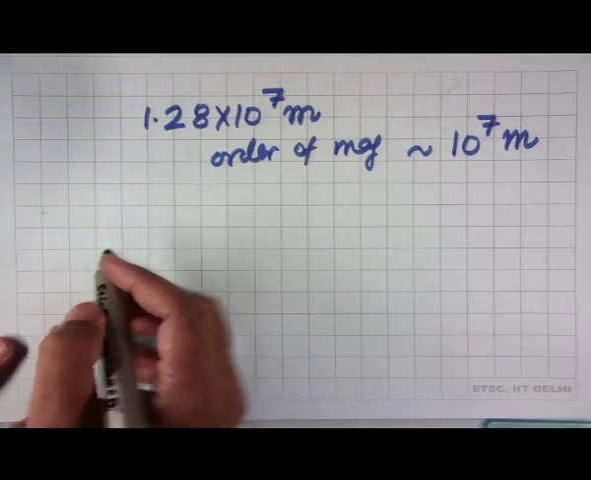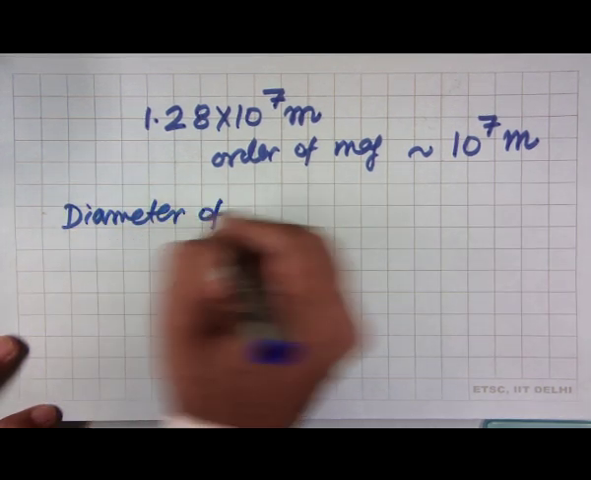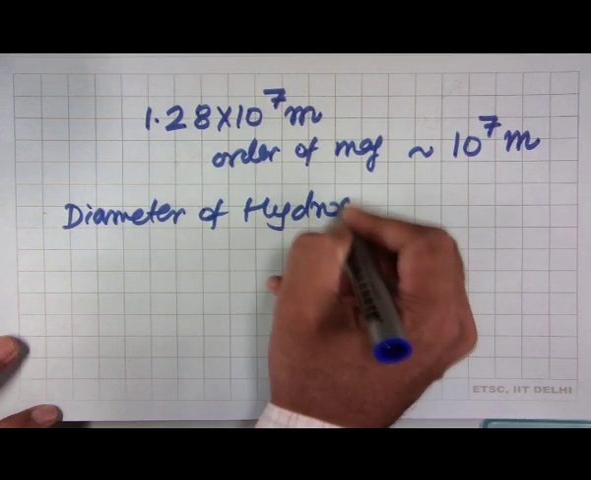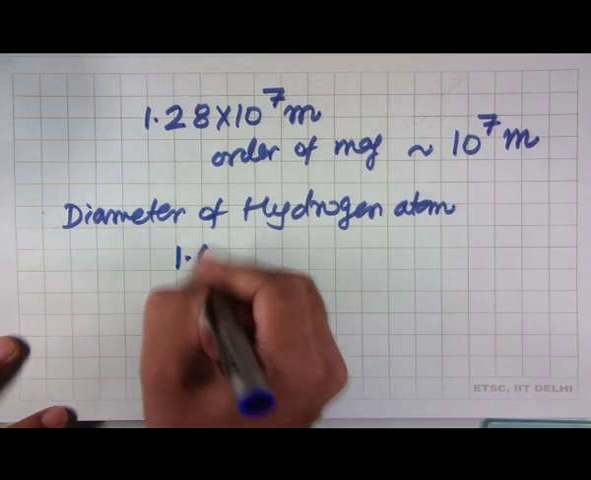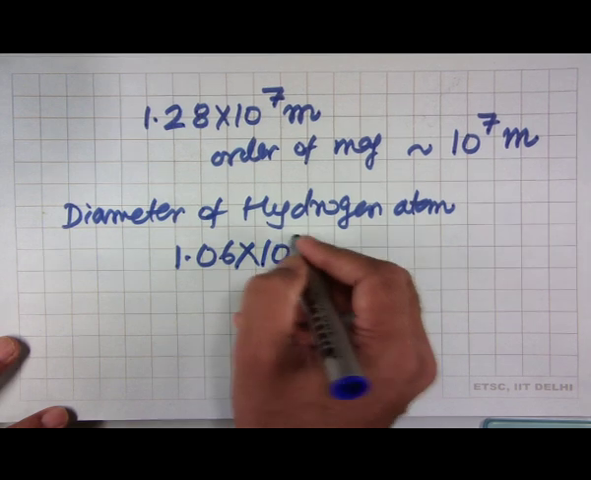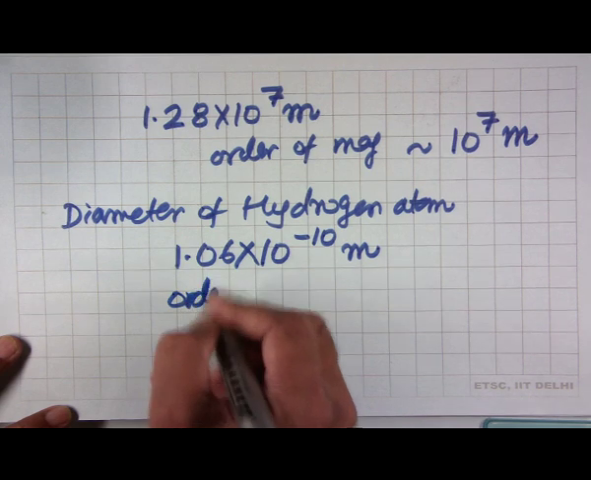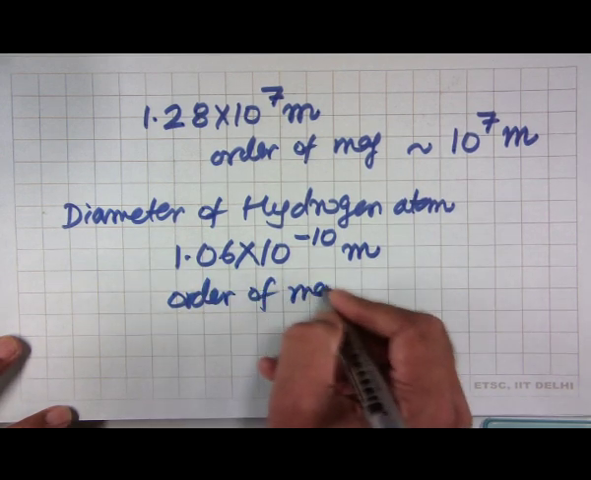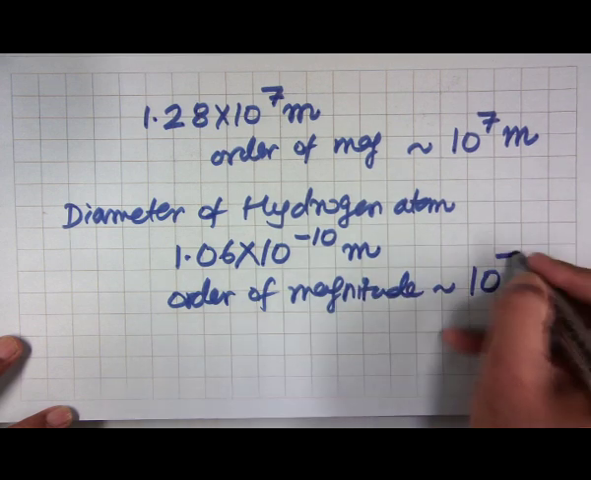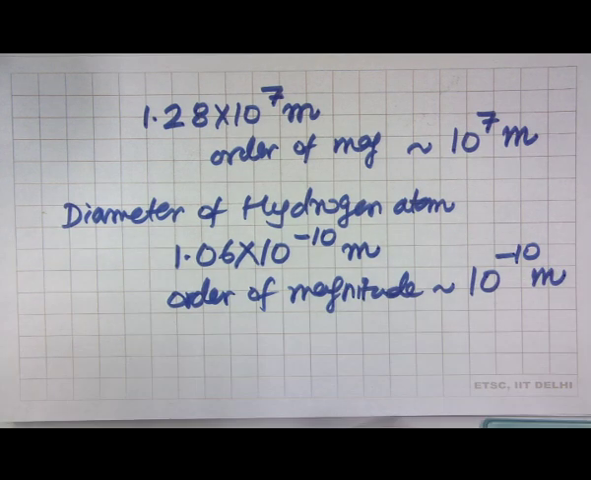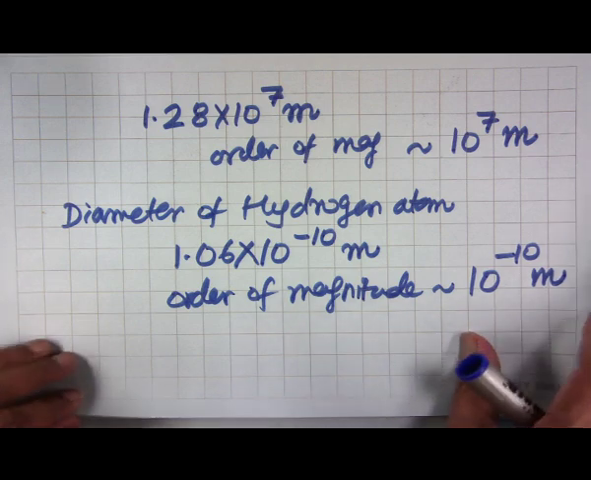And similarly, if I talk of the diameter of the hydrogen atom, then we observe the diameter of the hydrogen atom is 1.06 into 10 to the power of minus 10 meters, and then we say its order of magnitude is 10 to the power of minus 10 meters. So, this is how we work out.